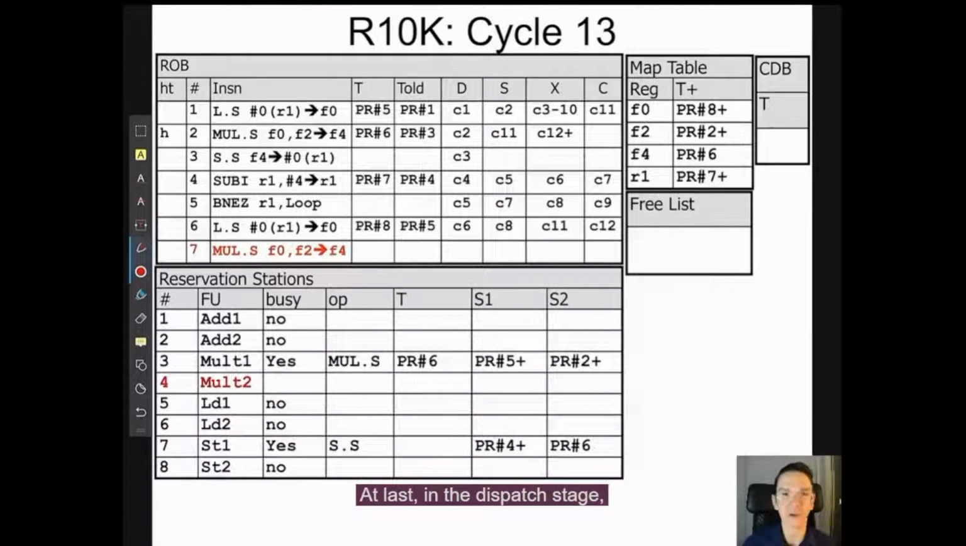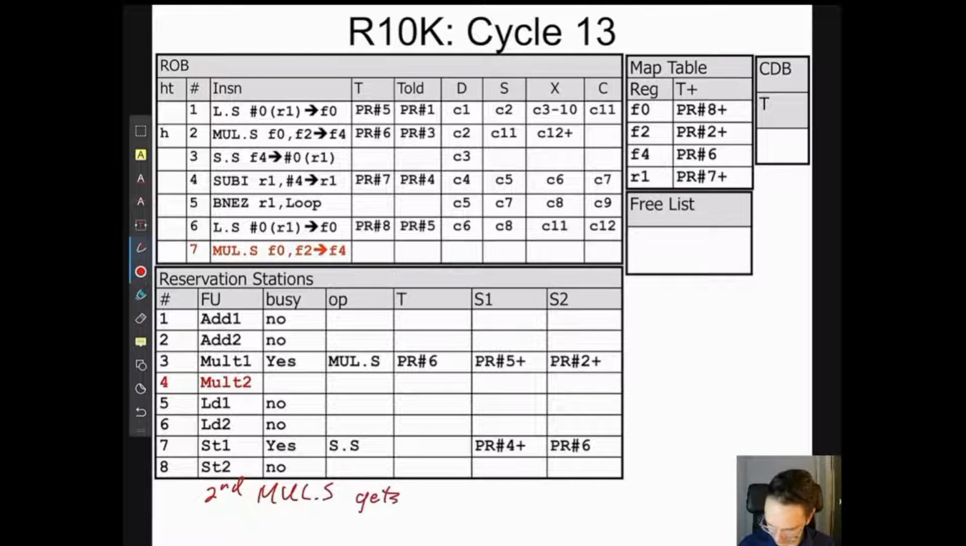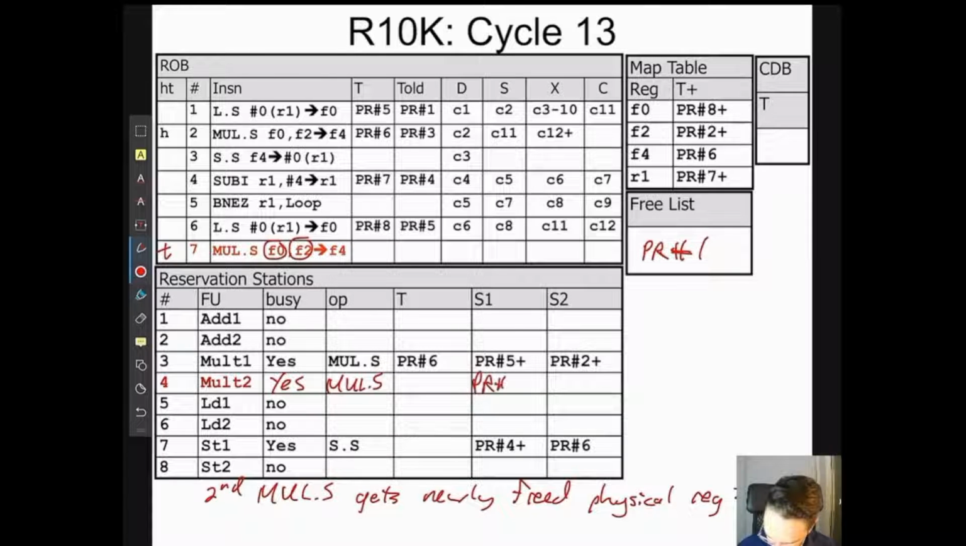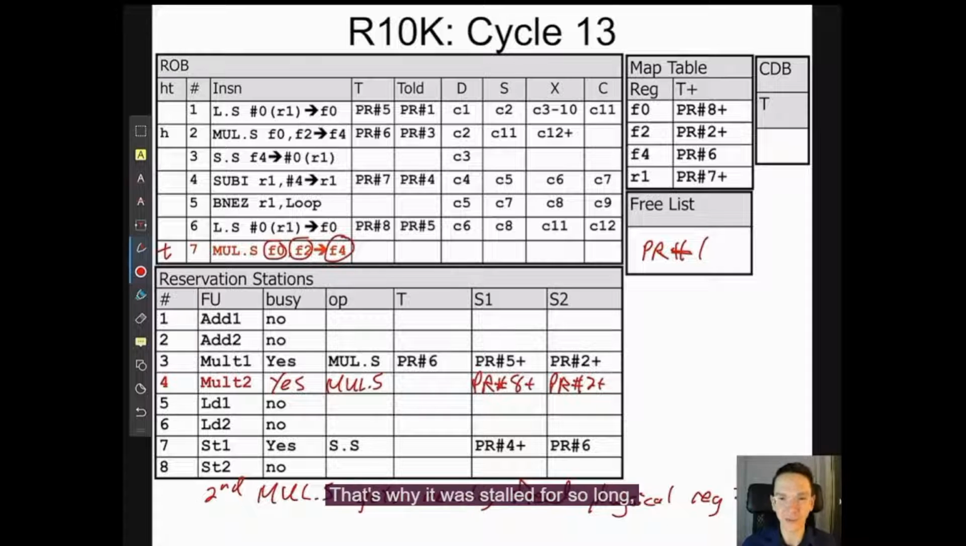At last, in the dispatch stage, we don't have a structural hazard. The second multiply gets the newly freed physical register number 1. So we can proceed with the dispatch. The tail pointer was here already, I'm just going to add it back there. We allocate a reservation station entry. The physical register number 1 is here in the free list as of the end of last cycle. It reads F0 and F2, so we copy their tags into the source operand fields. And of course, the instruction writes to a register F4. That's why it was stalled for so long.